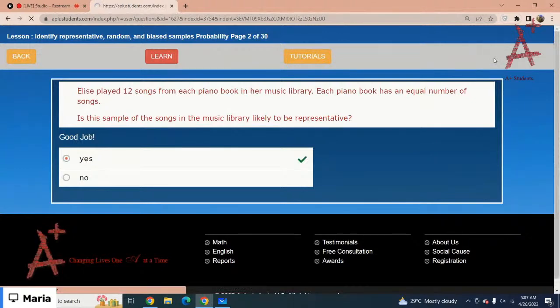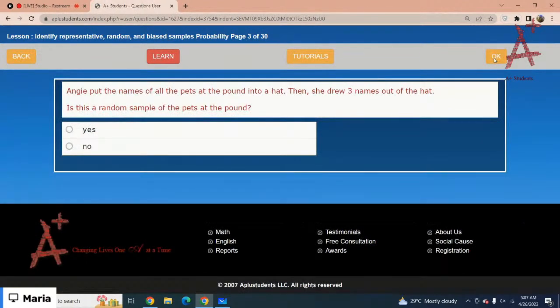Okay, the next one is Angie put the names of all the pets at the pound into a hat. Then she drew three names out of the hat. Is this a random sample of the pets at the pound? Yes, that is random. Got it? Because every one has an equal chance to be selected. So the correct option is yes, it is random.